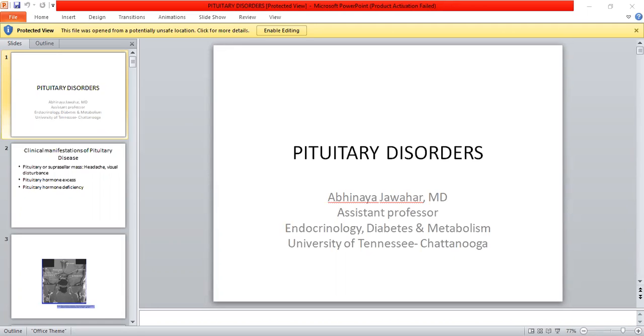And the reason it decreases sex steroids is because of the effect of prolactin on your hypothalamus. It decreases GnRH secretion, so that subsequently decreases your sex steroids, leading to hypogonadism and osteoporosis.